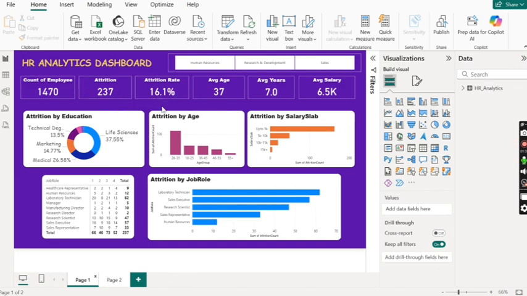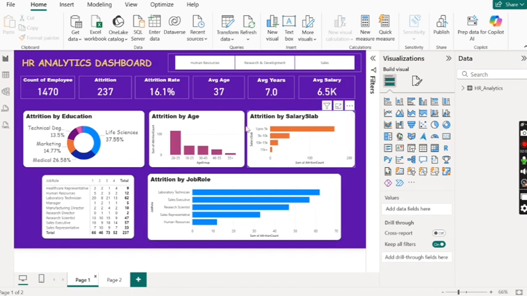And the attrition rate calculates the percentage of employees who left. That is 16.1%. The average age of the employees working in the company is 37. Then the average years of employee stay within the company, and the average salary, the monthly income across all employees.